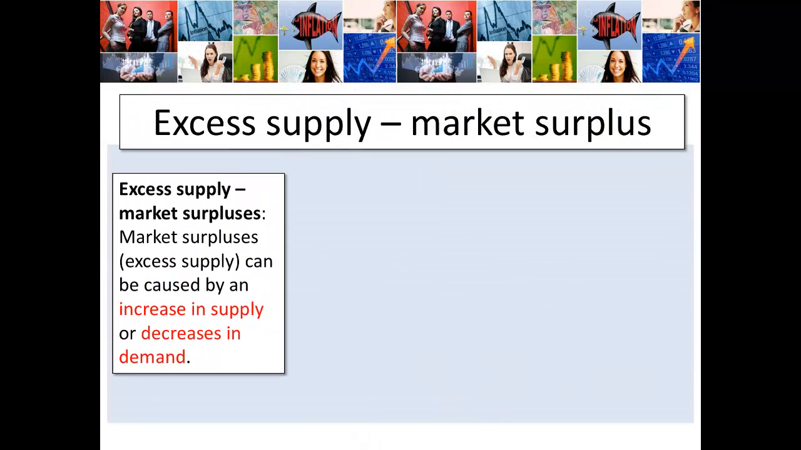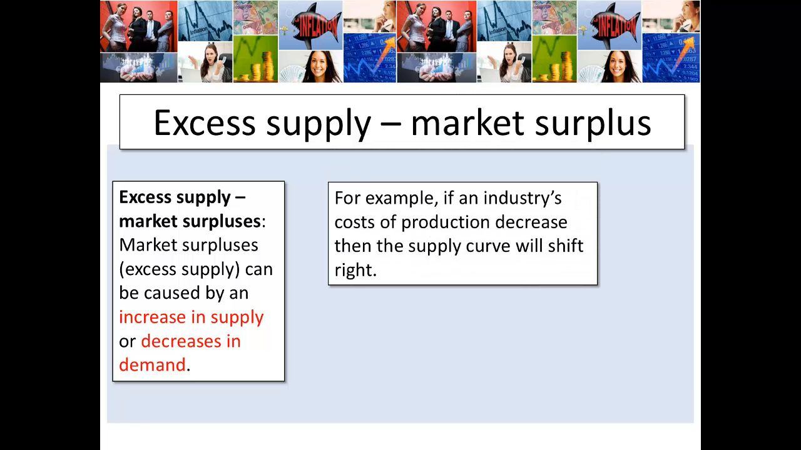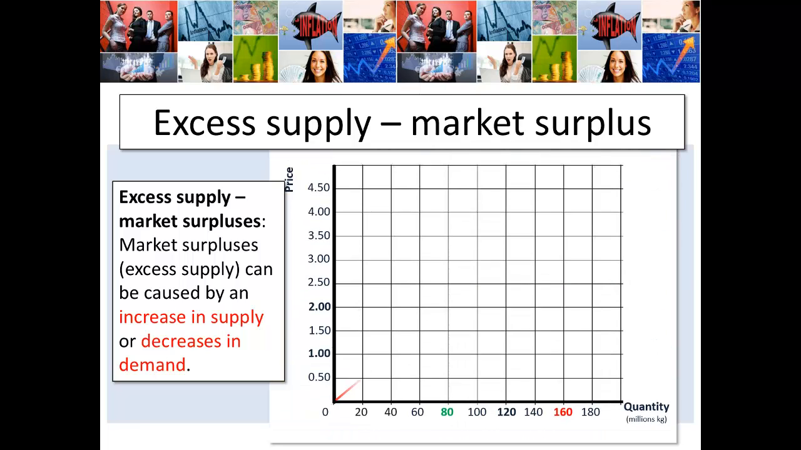Alright, market surplus. Excess supply this time, market surpluses. Market surpluses can be caused by an increase in supply or a decrease in demand. The best example: if an industry's cost of production decreases, then straight away firms will take advantage of this. The good becomes more profitable to produce and the supply curve is going to shift right.